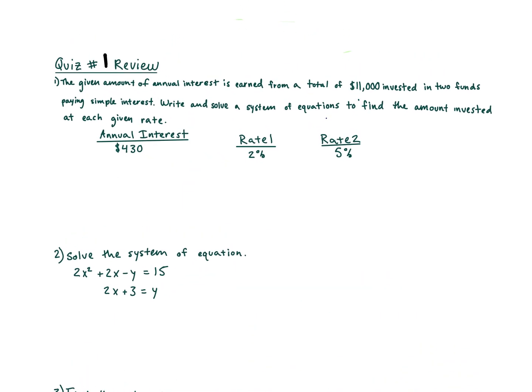It says the given amount of annual interest is earned from a total of $11,000 invested in 2 funds paying simple interest. Write and solve a system of equations to find the amount invested at each given rate. So we want to set up 2 equations. One of them is with our total amount. The other one is going to be with the amount of interest earned.